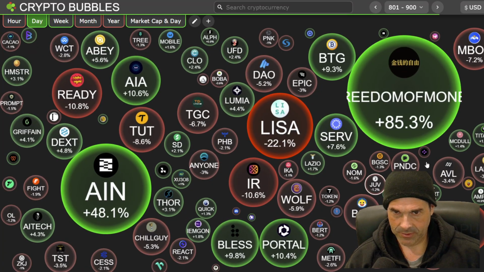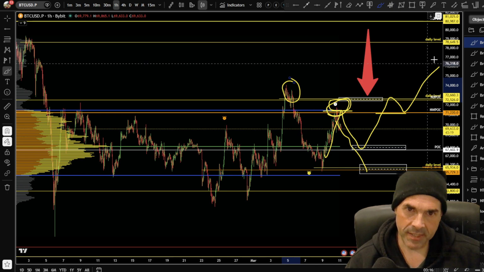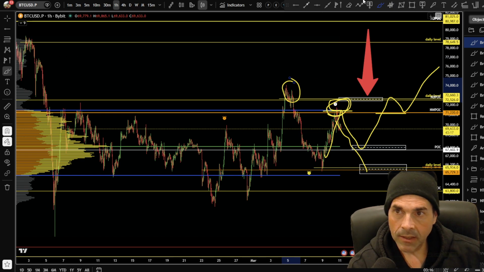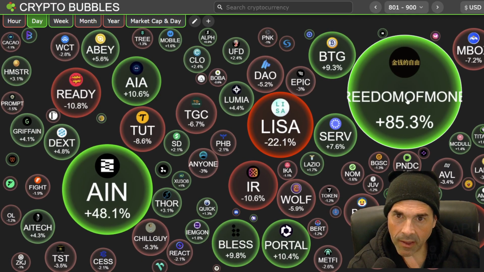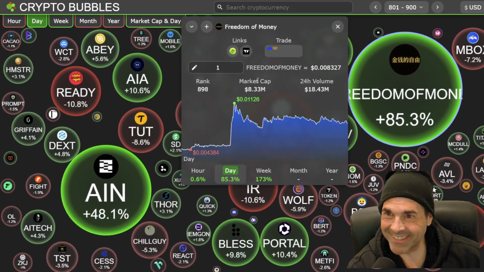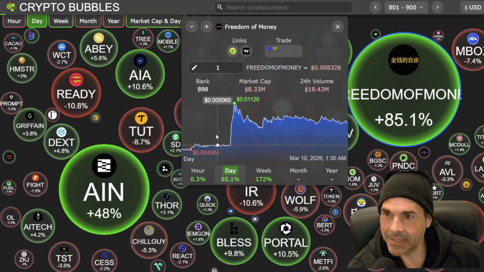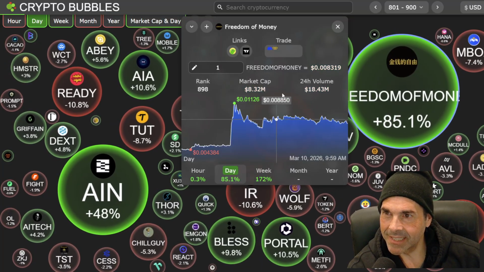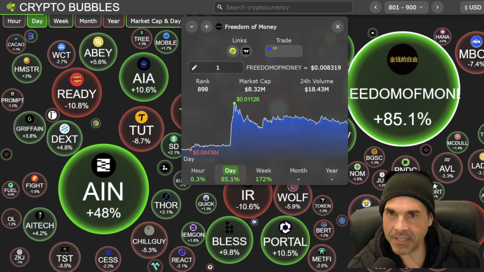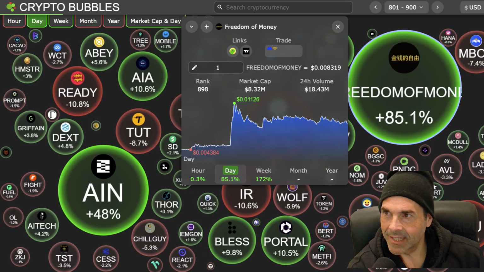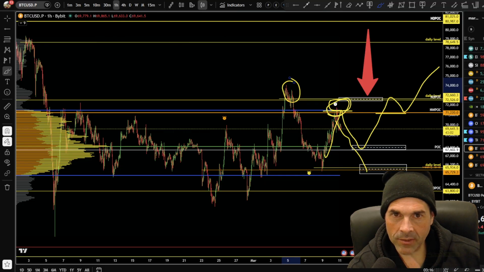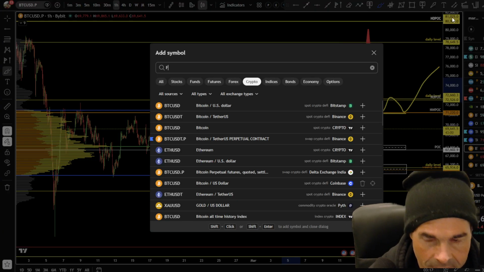Let's go take a look at this and then let's wrap things up. What is the ticker for that? Is that really the ticker? It's in, freedom of money. Is that really the ticker in Japanese? This is going to be the wildest search ever. Okay, so here we go.